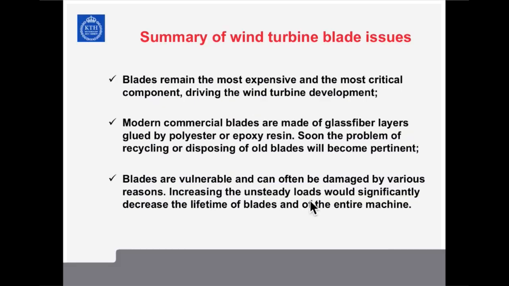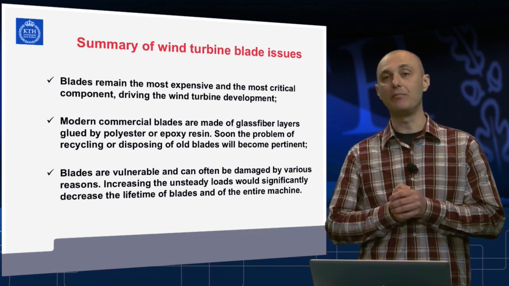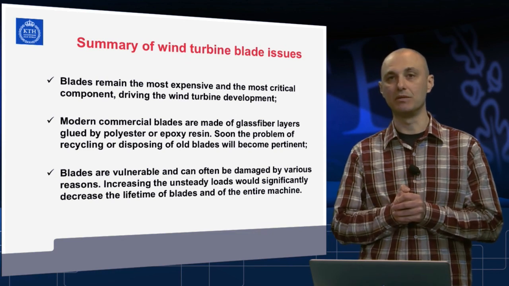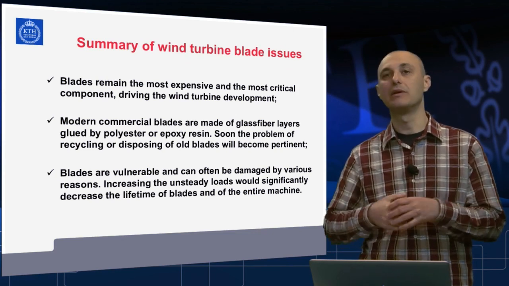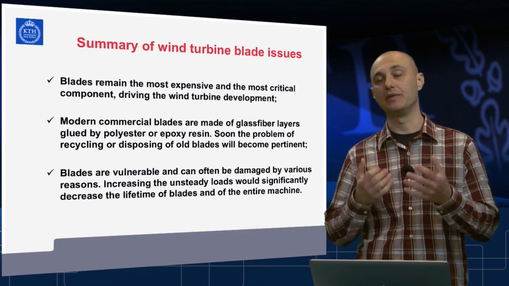Blades are vulnerable and can often be damaged for various reasons. You have to monitor your turbine. You cannot just leave it for 10 years out there without any maintenance, without monitoring, and so on. Close monitoring of blades is very important. If a blade is about to be damaged, you have to detect this as soon as possible. Repair if possible, replace if necessary, but do not leave it to destroy the entire machine.